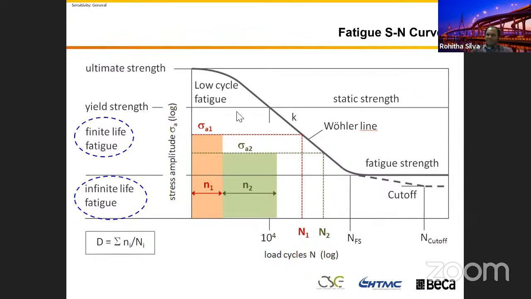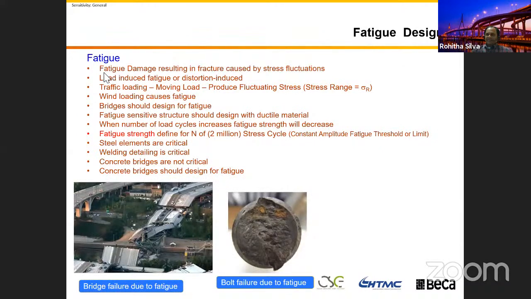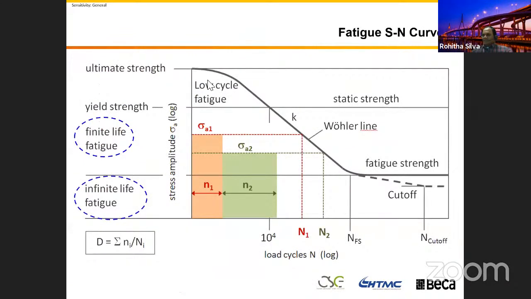Before I jump into the next slides, is it at least clear to you that fatigue damage results from fluctuating stress, the traffic load for example? The higher the number of cycles, the more the fatigue strength will reduce. So experimentally, we define the strength curve. Then you can calculate the strength corresponding to the number of stress cycles.